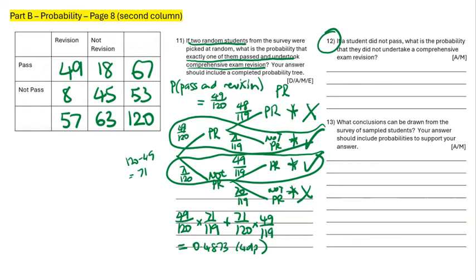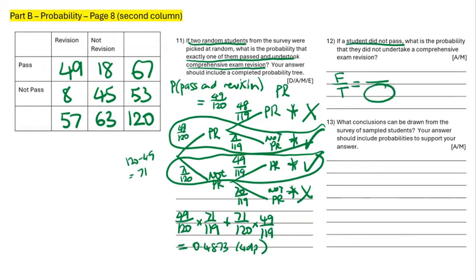So we're now on to question number 12, and we've got if a student did not pass, so that means we only care about the students who didn't pass now. So we've gone away from having 120 as our denominator because it's now a conditional question where we're going to disregard a group of our table. What is the probability they did not undertake comprehensive exam revision? So this is going to be an F over T type question again.